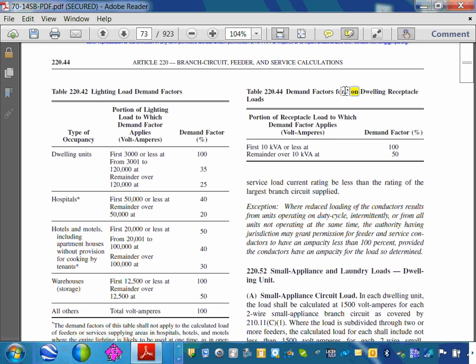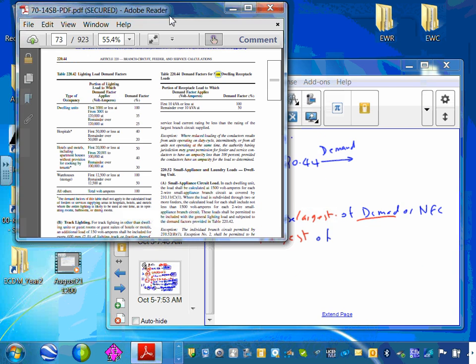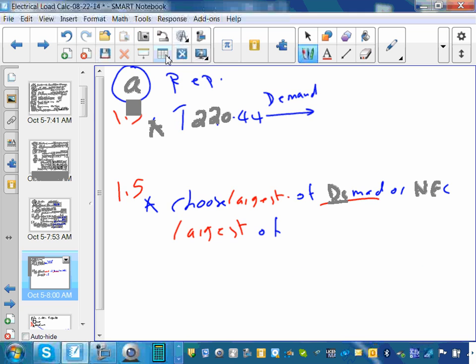Okay, demand factor for non-dwelling reception. So the first 10,000, leave it alone. More than 10,000, what do you do? Cut it by 50%. Do you guys know how to use these tables? The first 10 kVA is sacred, leave it. Anything higher than 10, chop it by half. That's what this table tells you, right? Okay, so let's go apply it.